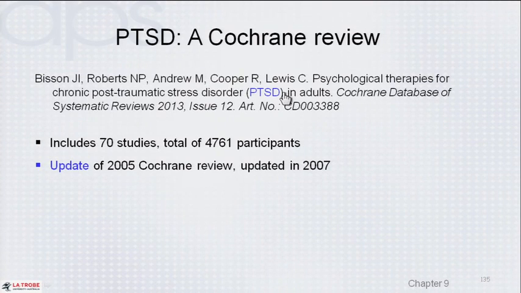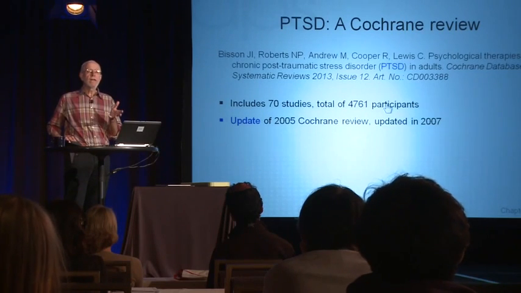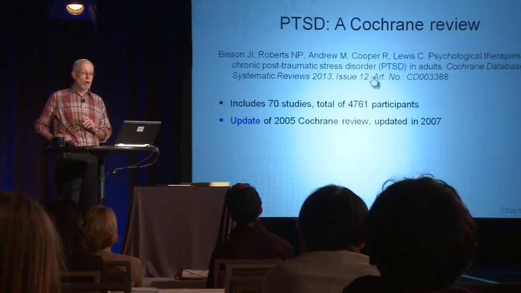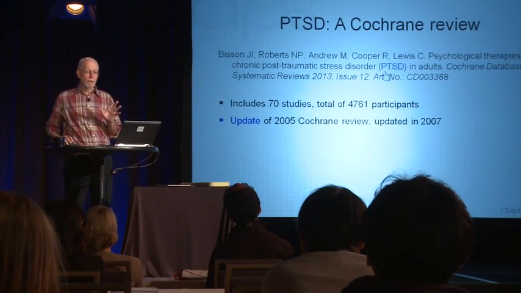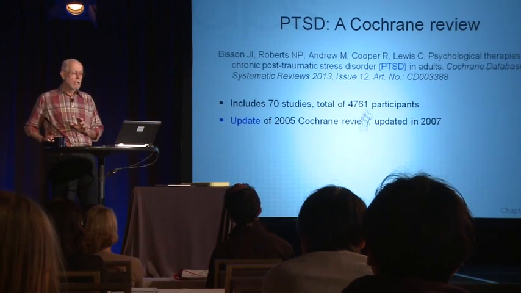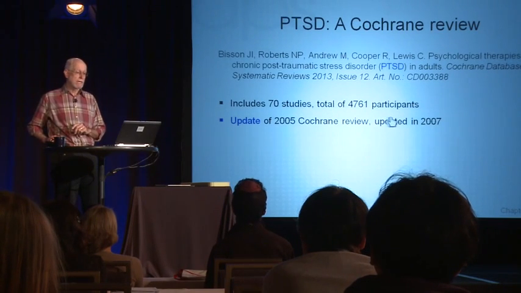So let's take for an example a recent one looking at an important psychological question about psychological therapies for post-traumatic stress disorder, PTSD. Published at the end of last year, 70 studies, total of nearly 5,000 participants, and it's an update of 2 earlier reviews. So this is a big review, and this presumably, if it's done well, will be a definitive statement of the evidence on which therapists can base their choice of therapies for PTSD. So a very important contributor to evidence-based practice in our professional discipline.